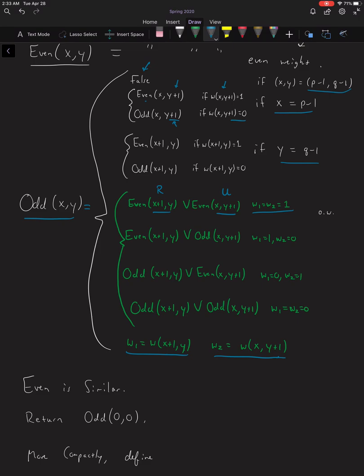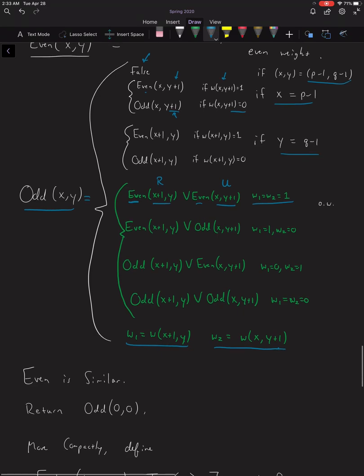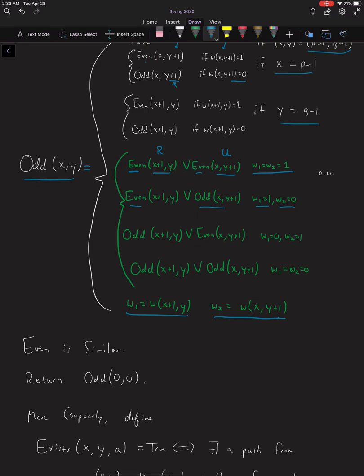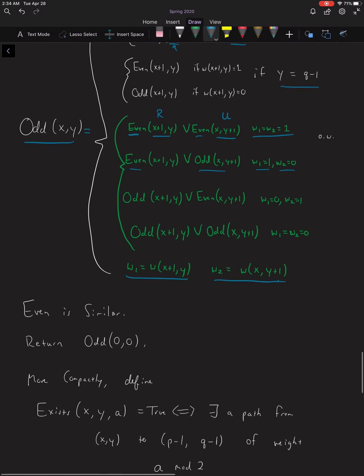So if both weights are 1, then we have an or. We can either take the right edge or the up edge, but in either case, we're going to need an even path going forward because we just added 1 to our length. Similarly, if the weight of the right edge is 1, then we have to have even for the right edge. But if the weight for the up edge is 0, then we need odd for that. And similarly for the other two cases. So we can break it down into this case analysis depending on the current weight and whether it's an up or a right move. And then we can define even similarly.